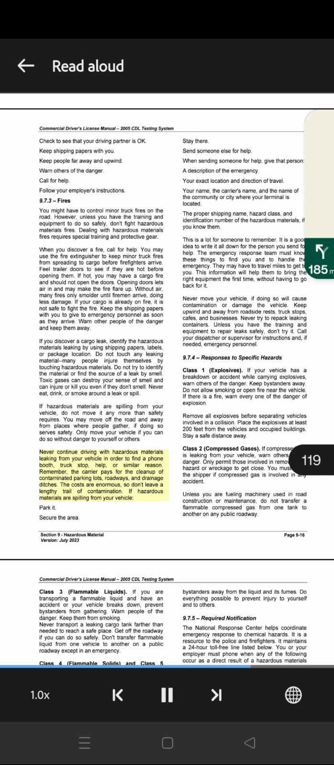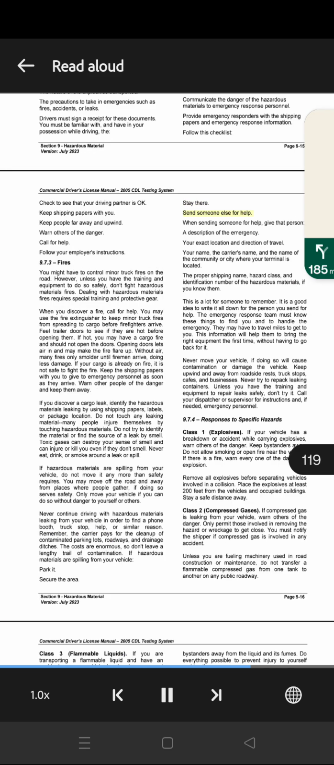If hazardous materials are spilling from your vehicle, park it. Secure the area. Stay there. Send someone else for help. When sending someone for help, give that person a description of the emergency, your exact location and direction of travel, your name, the carrier's name, and the name of the community or city where your terminal is located, and the proper shipping name, hazard class, and identification number of the hazardous materials, if you know them.